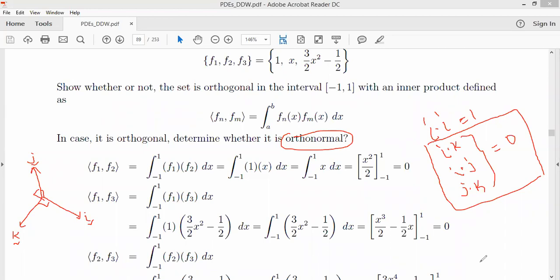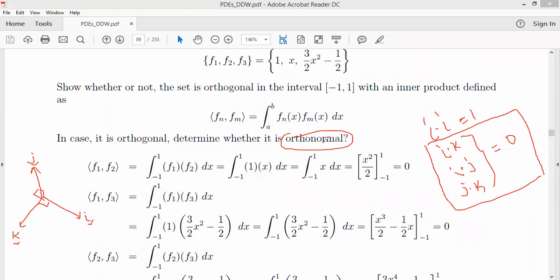That inner product will still be what? Will still be 0. So I'm using this to explain here why. Here you have F1, you take the inner product of F1 and F2. You can take the inner product of F1 and F3. You can take the inner product of F2 and F3.